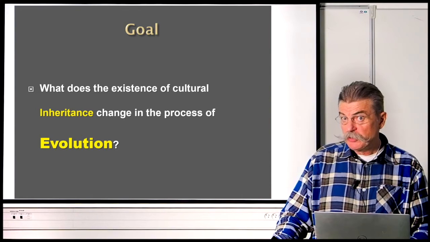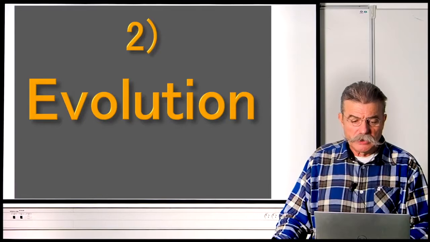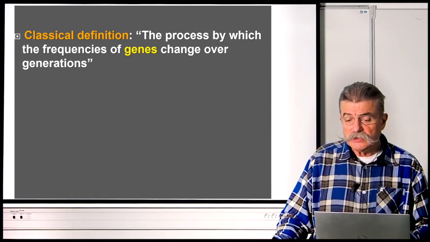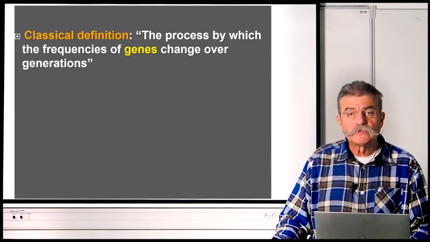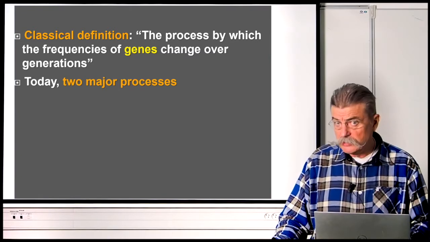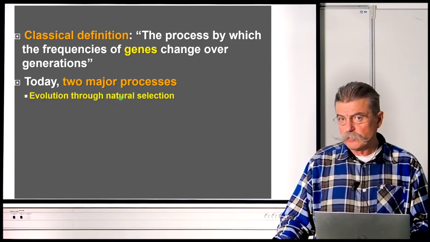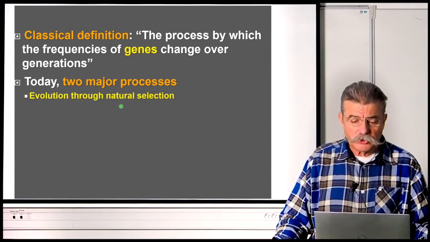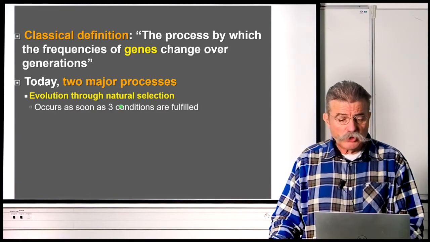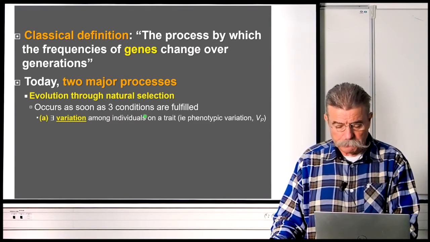Okay, now that we know a little bit more about what heredity is, let's talk about evolution. A classical definition of evolution is that it is a process by which the frequencies of genes change over the generations. And it is classically accepted today by all people that there are two major processes. The first one is one everybody knows of, which is evolution through natural selection, which will occur, unavoidably, as soon as three conditions are fulfilled.